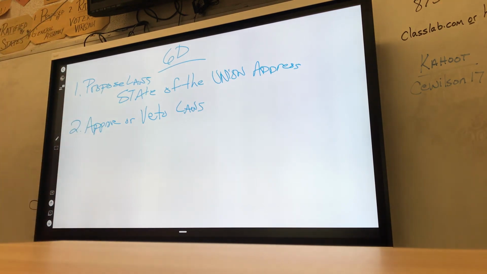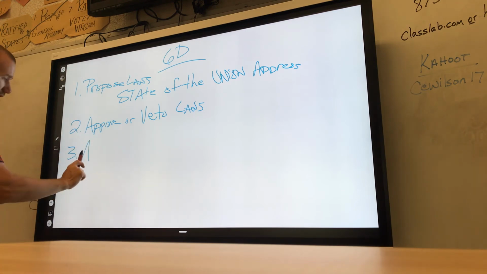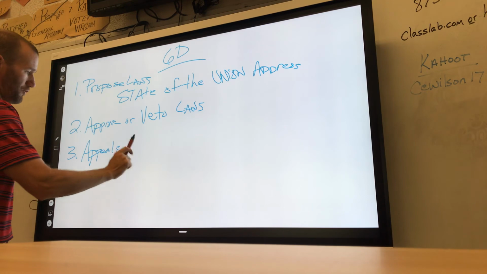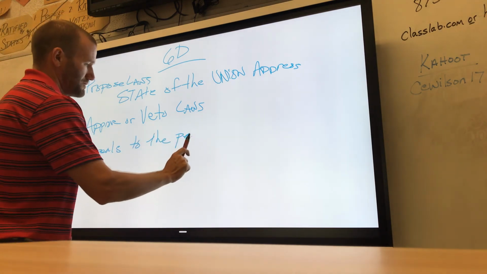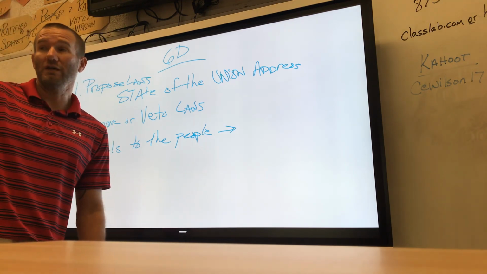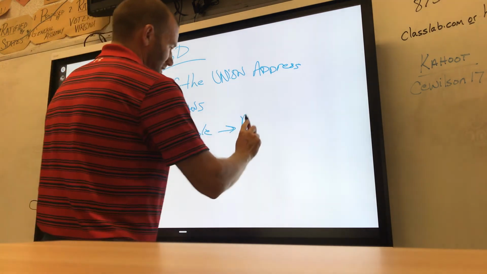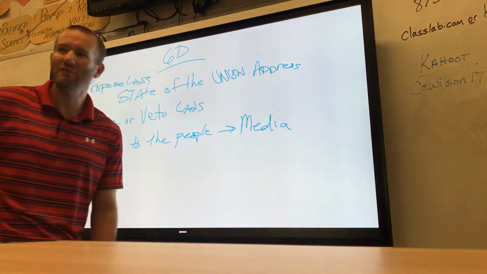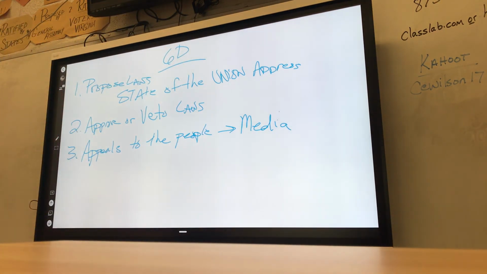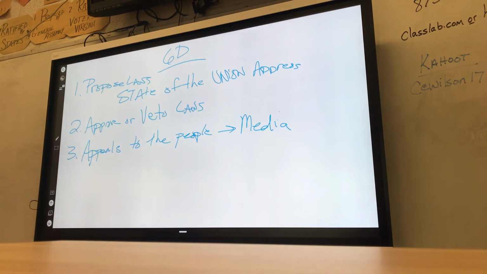If he likes them, he signs them. If he doesn't like them, he vetoes them. Number three is he appeals to the people. What does he use to appeal to the people? It starts with an M and ends in idia: the media. He goes on TV and talks to the American people. He lets them know what he would like to see done, and then he hopes the American people can talk to the legislative branch and get laws passed that he's in favor of.